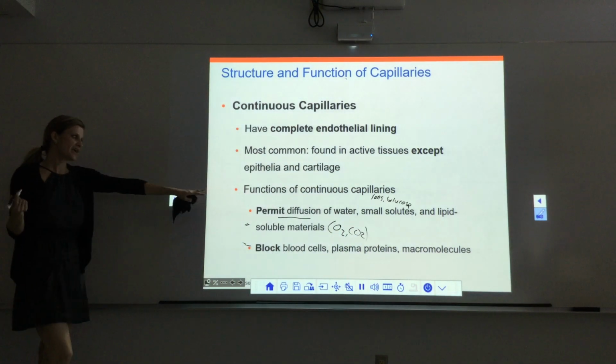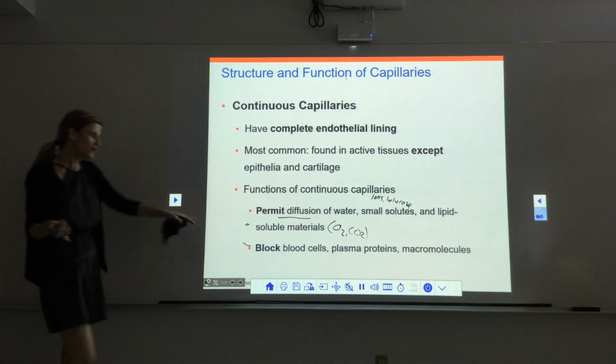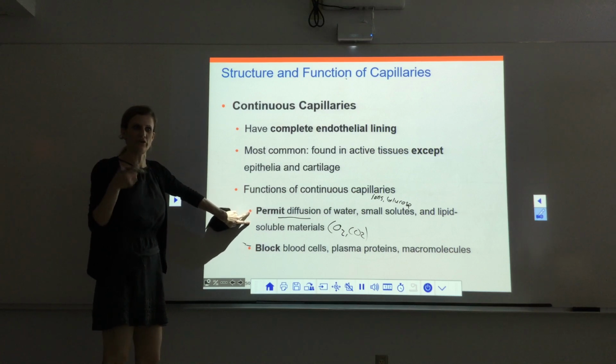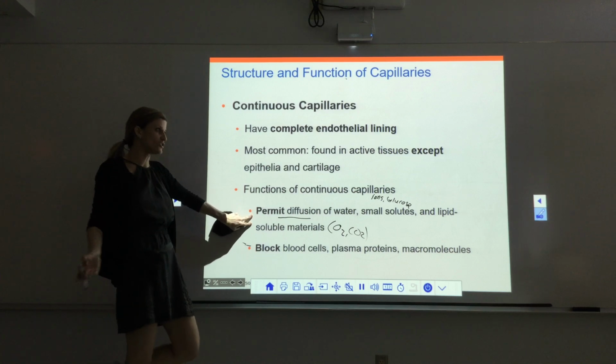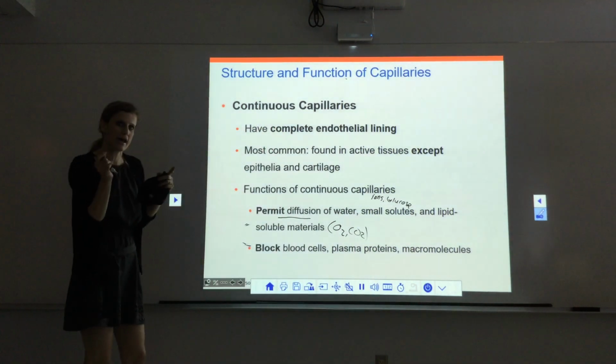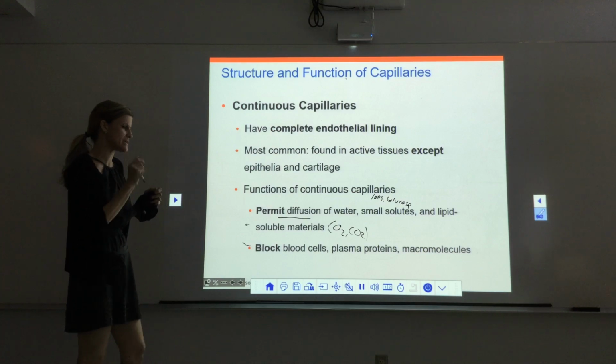So these continuous capillaries that are located throughout almost every tissue in the body allow for all of these things to really easily cross in and out of the bloodstream. Okay, we've got channels that allow for the water and the small solutes to cross in and out, and there are small little holes between the cells that we'll find, really tiny.